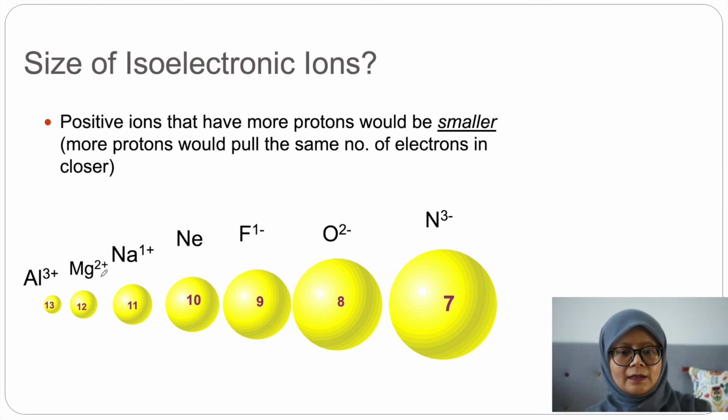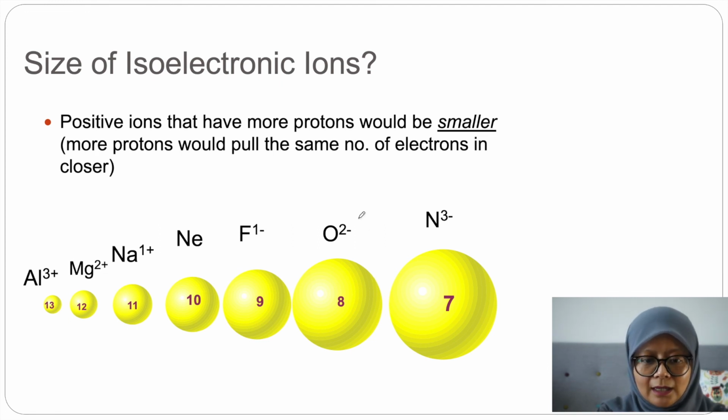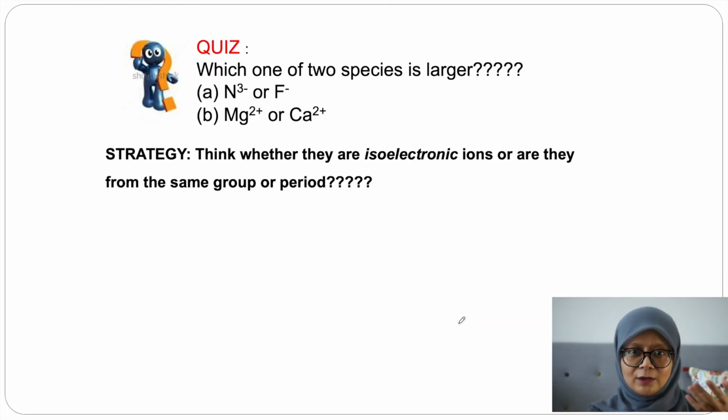So here, positive ions that have more protons will be smaller, because we have larger attraction between the protons and electrons, and also the nucleus. And here, these are examples of the size of isoelectronic ions. And then I have another quiz for you here. Please answer this one. We will also discuss this one during our virtual class.